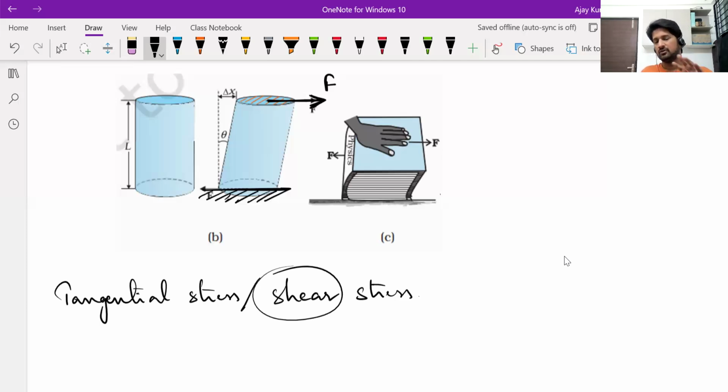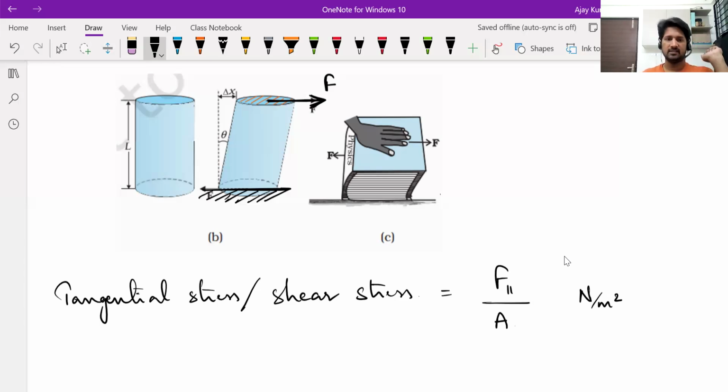So if you apply a stress which does that, that kind of stress is called tangential stress or shear stress. How do you make that happen? By applying a force parallel to the area of cross section. So parallel force per unit area of cross section is how you calculate tangential stress. The SI unit will be the same. Any kind of stress has the same unit, Newton per meter square. Sometimes they may give you the stress in terms of pascals. Pascal and Newton per meter square are the same.